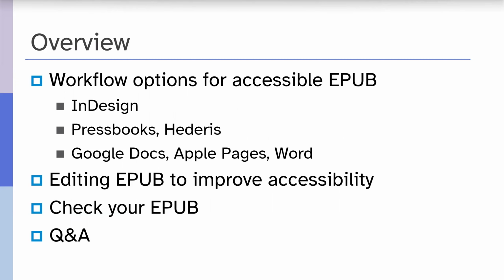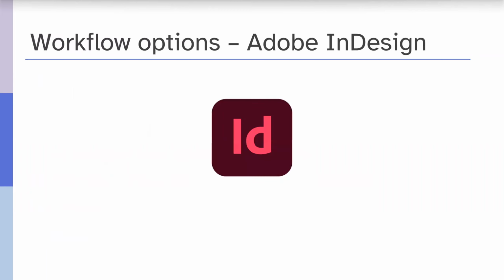So what are we going to cover in today's session? We're going to explore some different workflow options for producing accessible EPUB. Amit will take us through using Adobe InDesign, and then I'll walk through some workflows using online services from Pressbooks and Headeris, and then also talk about producing EPUB directly from your word processor, and we'll talk about Google Docs, Apple Pages, and Word. And then Marianne will talk to us about editing EPUB to improve accessibility and also checking EPUB. And then at the end, I hope you'll have lots of lovely questions for the panel. So over to Amit to talk about producing accessible EPUB through Adobe InDesign.